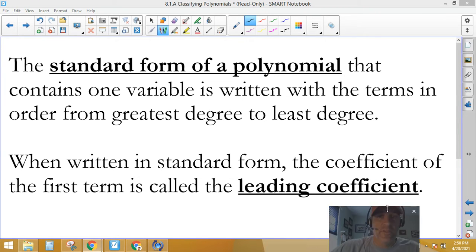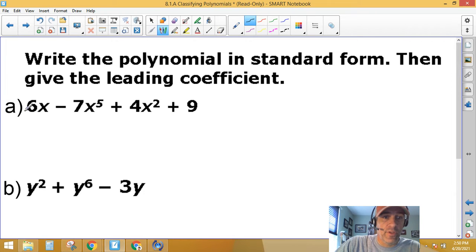There's something called the leading coefficient. When you write it in standard form, it's the first number of the entire number sentence. It's the coefficient of the highest degree term. Okay, so look in here.